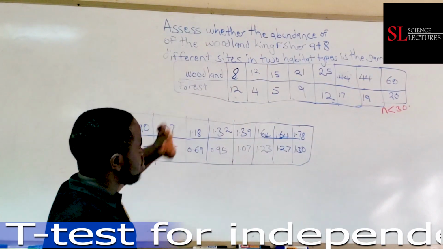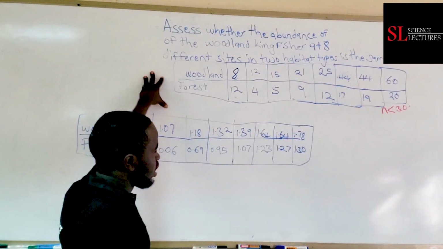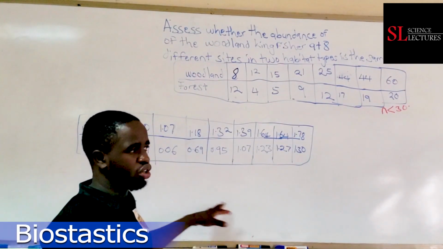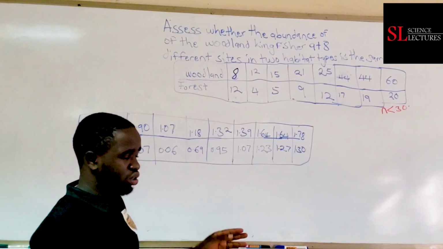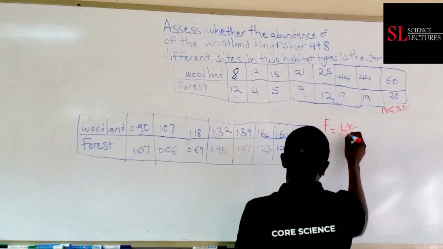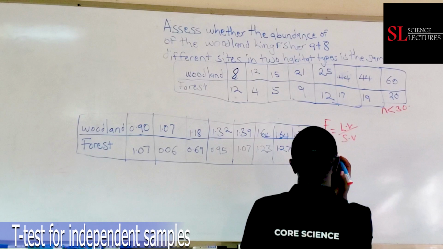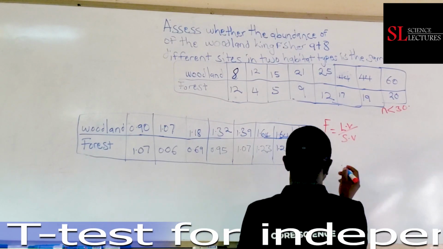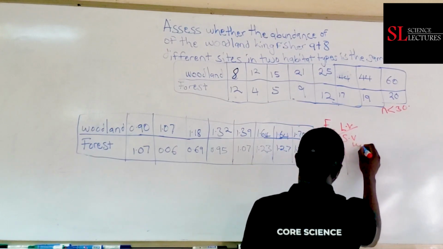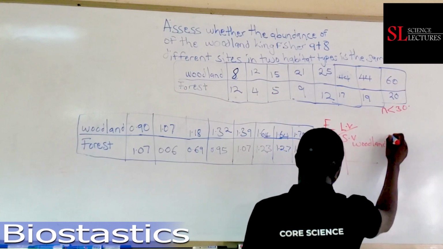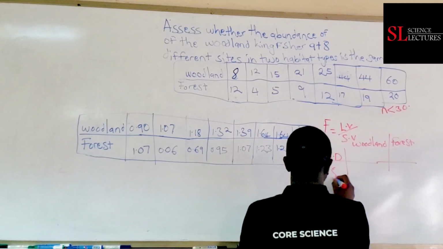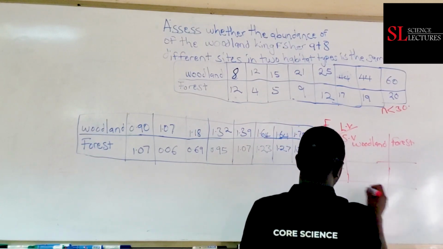So what do we do? We say for any such data, we're supposed to first test to find out whether the data has a normal distribution or it is skewed. So how do you do that? We say you carry out an F test. We say F is equal to large variance over small variance. But in this case, we don't have the variances. We say you go to your calculator and obtain the standard deviation of both the woodland and the forest, and still obtain the variance and the mean.